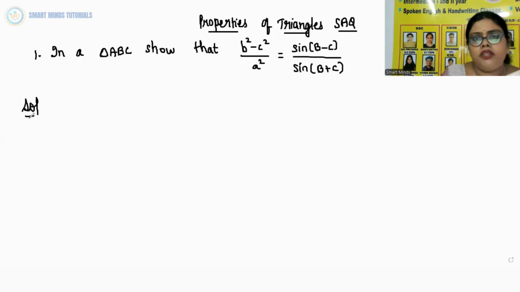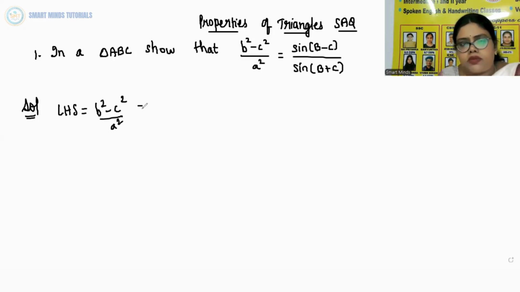Now let us continue with the properties of triangles SAQs. Take the first one. In a triangle ABC, show that (b square minus c square) by a square is equal to sin(B minus C) by sin(B plus C). So first let us take LHS. LHS is (b square minus c square) by a square.